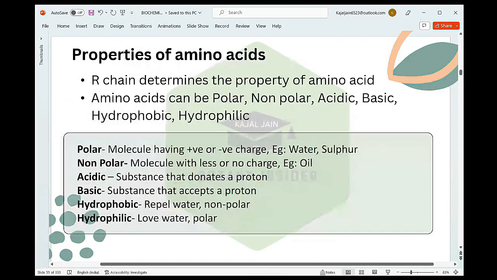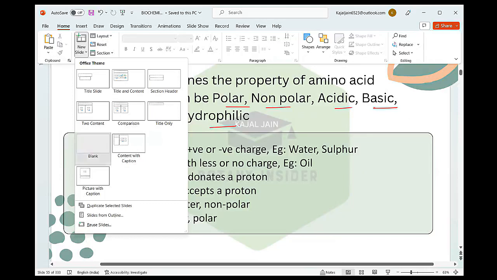In addition, in CSIR also, in part C specifically, statement-wise questions, you can get questions or pointers can be picked up from here. Now we have a number of properties of the amino acids: polar, non-polar, acidic, basic, hydrophobic, hydrophilic. Let me ask you all the properties first.